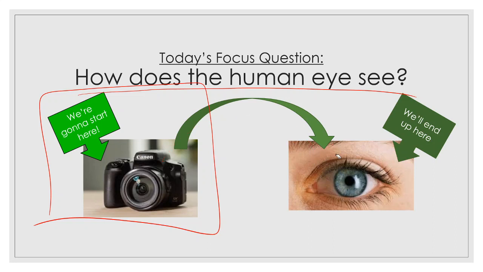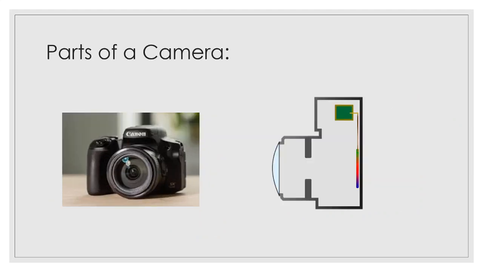Turns out pretty similar to how cameras work. So let's think about the parts of a camera. Now, in this example, I'm looking at what's called a DSLR camera. That means a full-on regular camera that takes really nice pictures. The same parts that I'm going to show you here are also found in the camera in your phone or tablet. All cameras kind of work off the same basic technology.